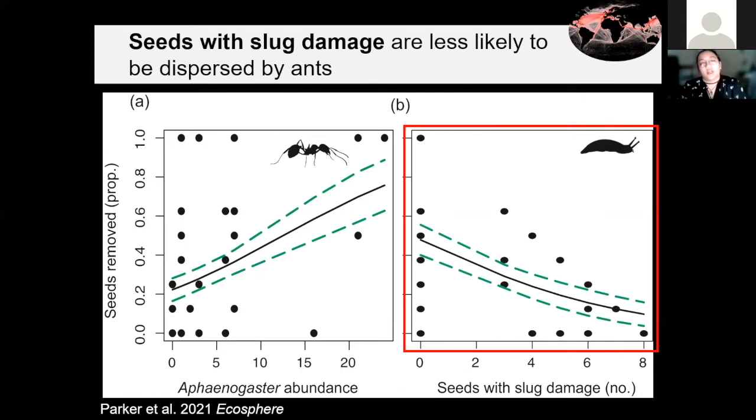And so the story here is really interesting. I think it shows that maybe along edges, the mutualism itself of seed dispersal might be intact, but it really depends on whether the antagonist is there to disrupt the mutualism and render it pointless.